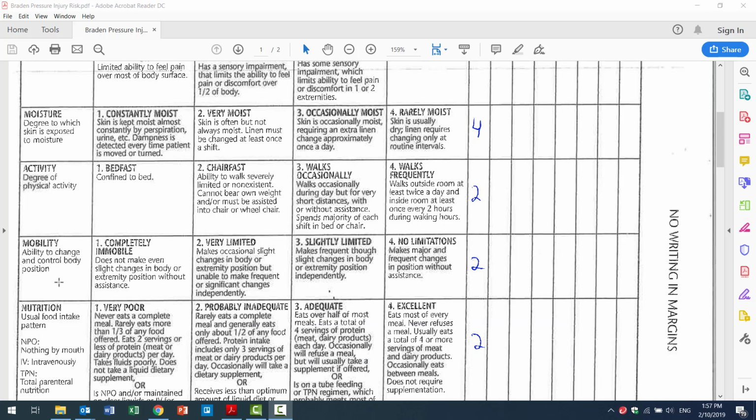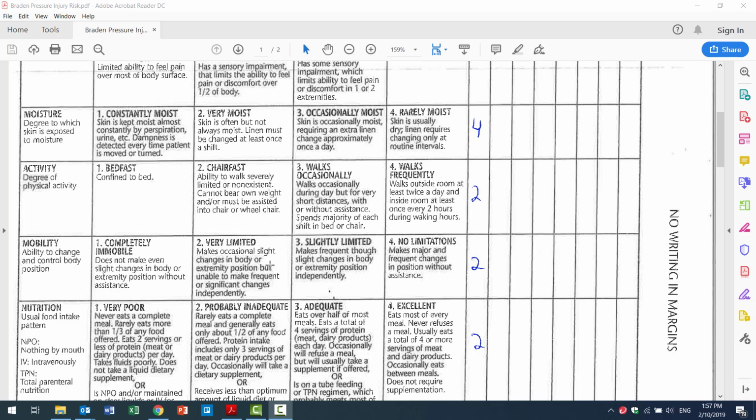Mobility, ability to change and control body position. This is particularly important for reducing the risk of pressure injuries. So a normal, healthy person has no limitations. They can make major and frequent changes in position without assistance. Naturally, people move about in their sleep. On average, at least every 2 hours, we will roll around in bed just to reduce our risk of pressure injury without even being aware of it. However, some people, you'll notice that they have slightly limited mobility issues where they can struggle to make extreme position changes independently. They might be able to move themselves a little bit on the bed, but not fully roll over or switch from side to side.